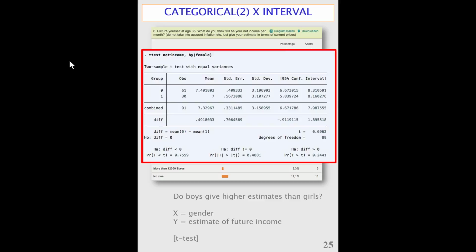Do boys give higher estimates than girls in terms of what they expect in terms of their net income when they are 35? Now this is different. We had 2 categorical variables in the previous slide. Now we're looking at boy-girl, that's categorical, versus interval. You now need a t-test. You get a lot of output.